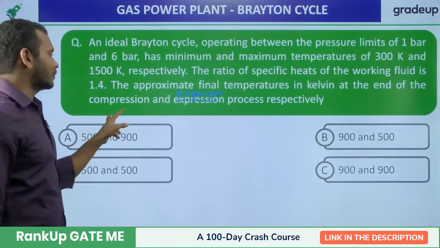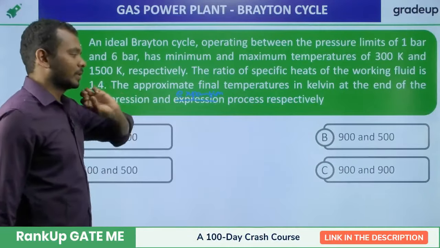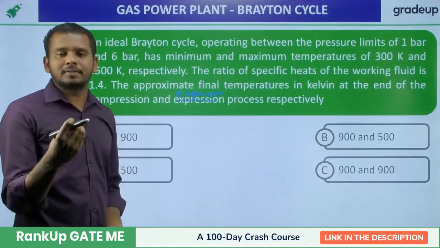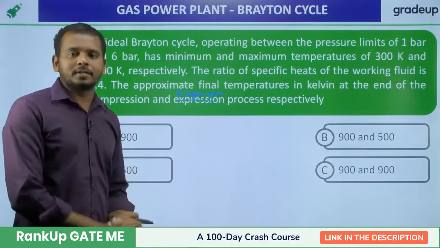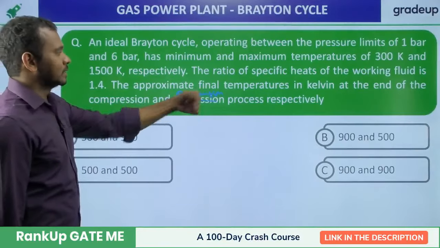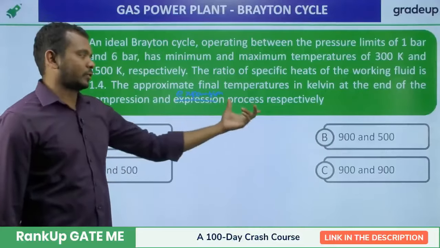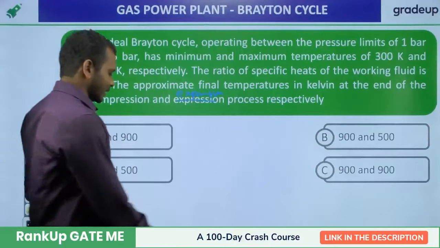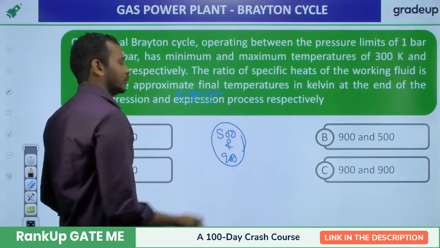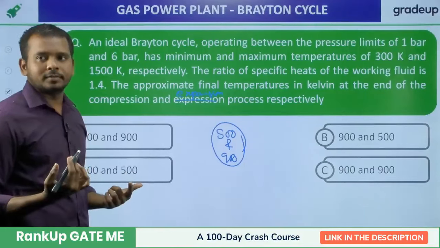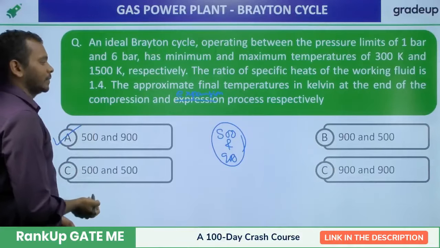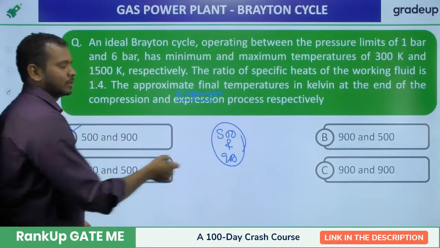It is asked for after the compression and expansion. These are simple mistakes we make. Even though we get the right value, sometimes we opt for the wrong answer. See here, it is asked for the temperature at the end of the compression and expansion respectively, right? Most of you got 500 and 900, but which is after compression and which is after expansion is important. After the compression, you will see 500 and after the expansion, you will see 900. So this should be the answer, not B.